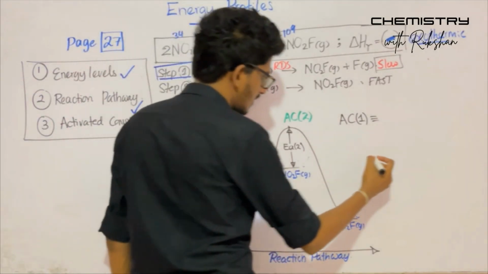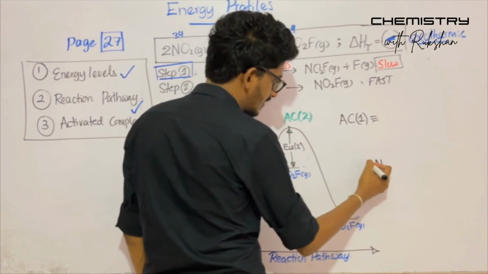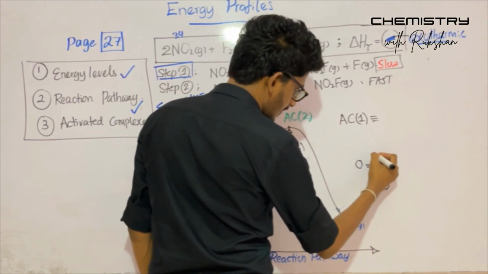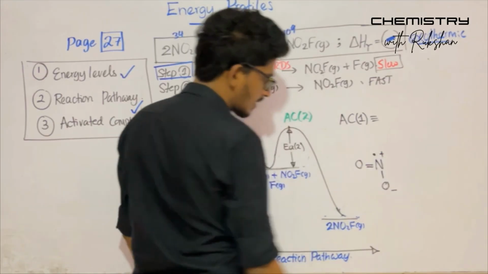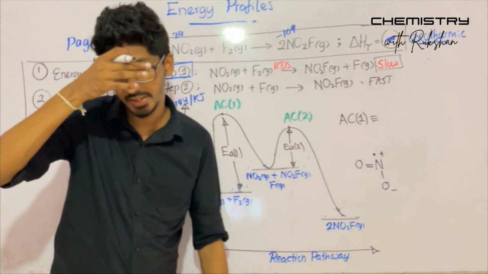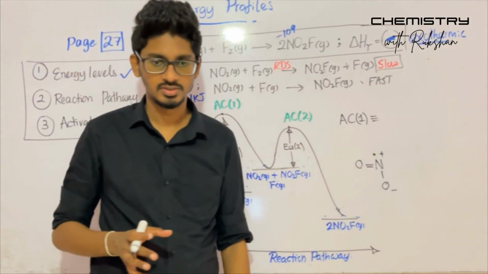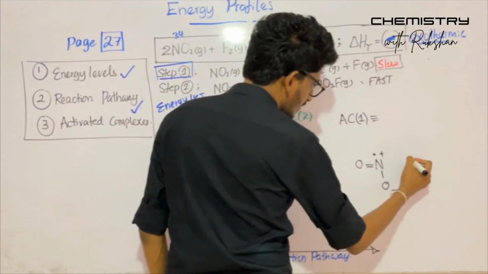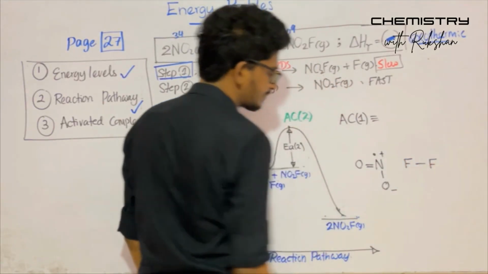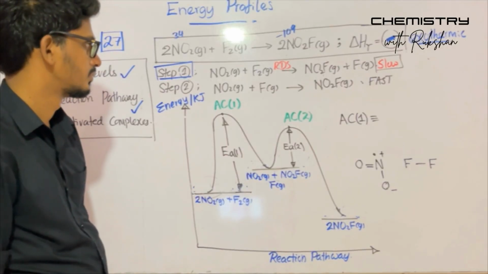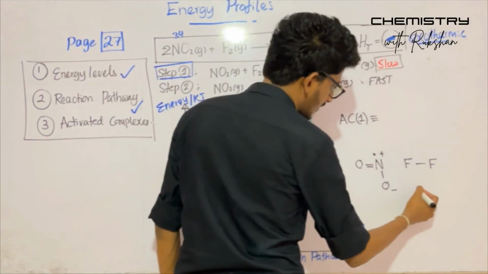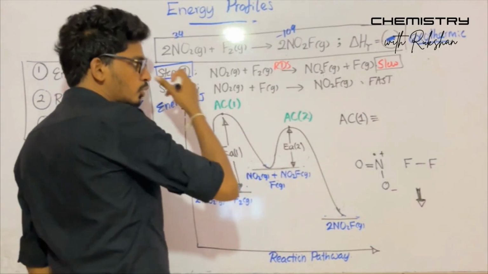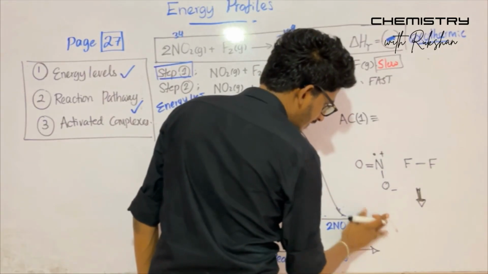step 1. See, NO2 is this. This is NO2. No need to draw all the electrons, the lone pairs. Just draw the bonds. This is NO2, and you have H2. This is H2. NO2 and H2. And you are supposed to come up with what? You're supposed to come up with NO2F and F.